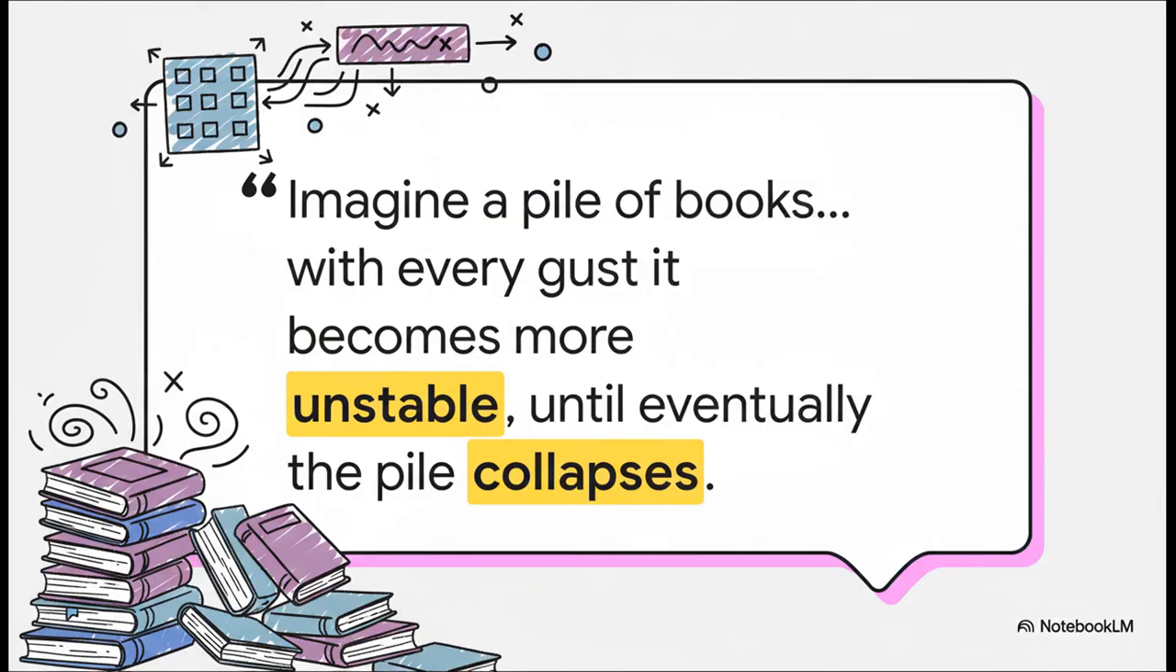The source material has this fantastic analogy. Think about it. Each layer in the network is like a book in a tall stack. Every time the network learns a little something, it's like a gust of wind hits the pile. The layers below try to adjust, but the whole stack just gets more and more unstable, until eventually the whole thing just collapses. Your training completely fails.